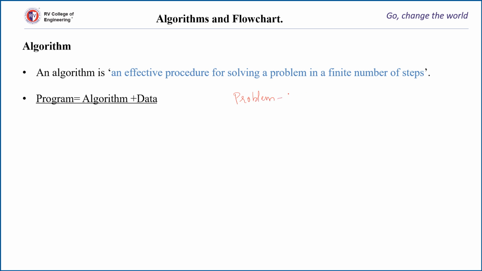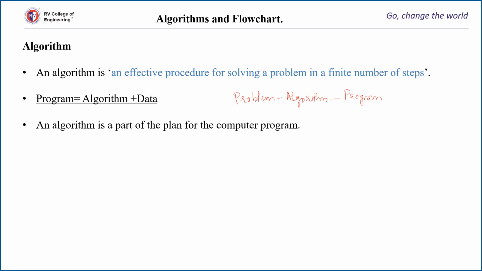we first write the algorithm for it, and then we write program in any of the programming languages. So basically, a program is an algorithm plus a data, right? Algorithm is also considered as a part of your computer program.